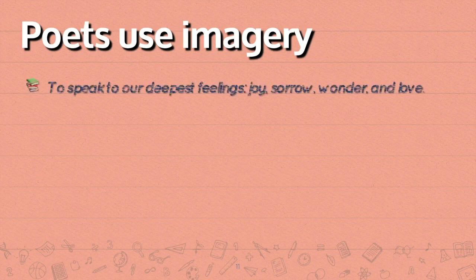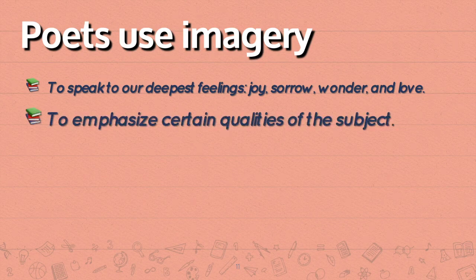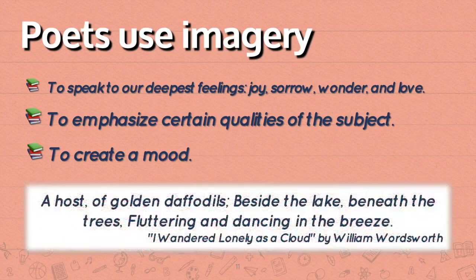Poets use imagery to speak to our deepest feelings, joy, sorrow, wonder, and love, to emphasize certain qualities of the subject and to create a mood. Just like this example, a host of golden daffodils beside the lake beneath the trees, fluttering and dancing in the breeze. I Wandered as Lonely as a Cloud by William Wordsworth.